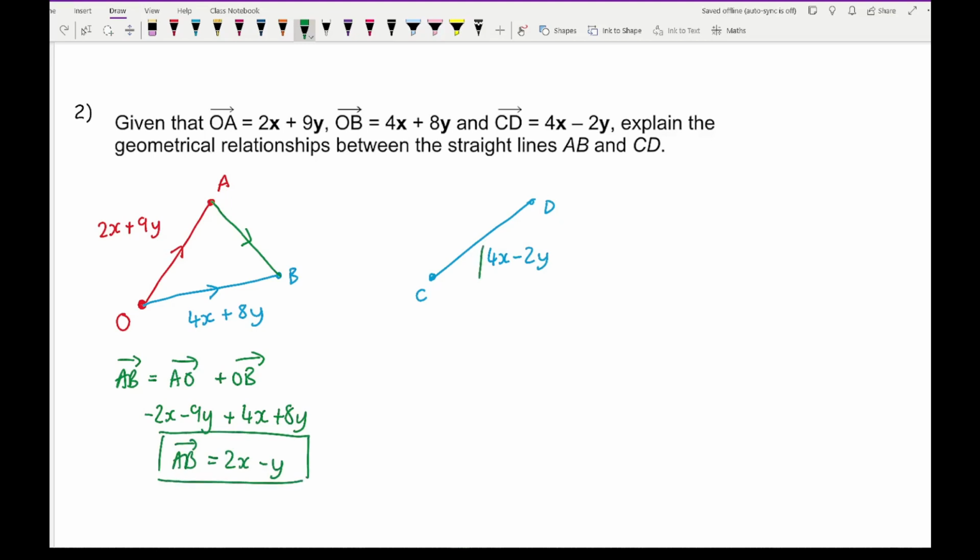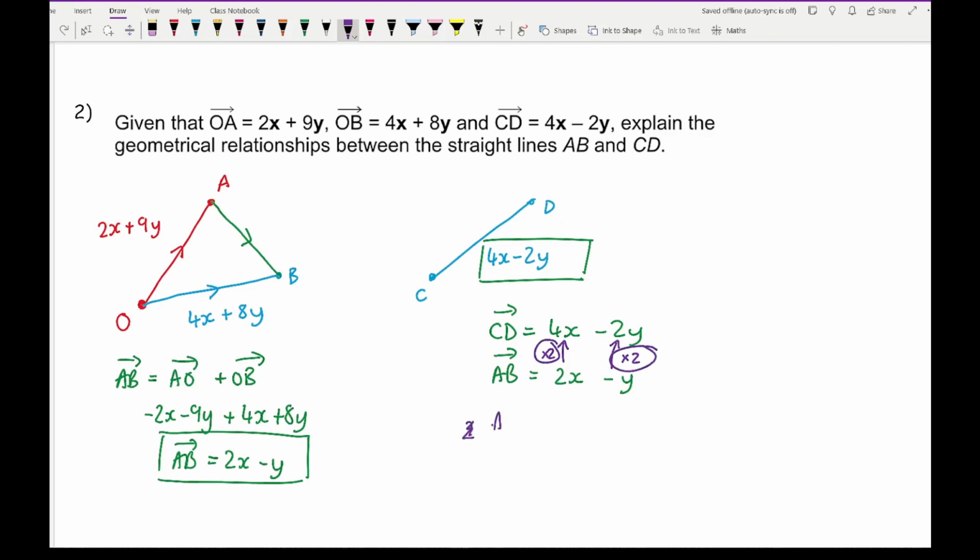Now I know that I've got C to D, which is 4x plus 2y. So if I just write them out again, so I've got 4x minus 2y, and I've got A to B, let's just stick some arrows there, equals 2x minus y. Well, to get from this to this, I've got to multiply by positive 2. And to get from this to this, I've also got to multiply by positive 2. So looking at this, I need two lots of AB.